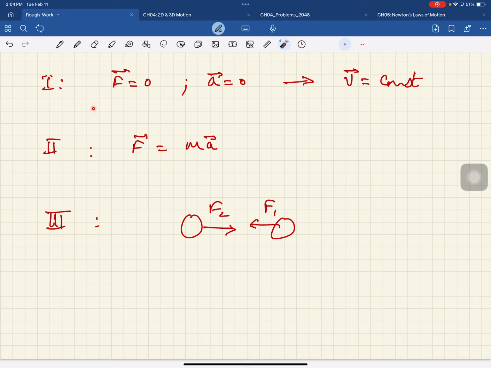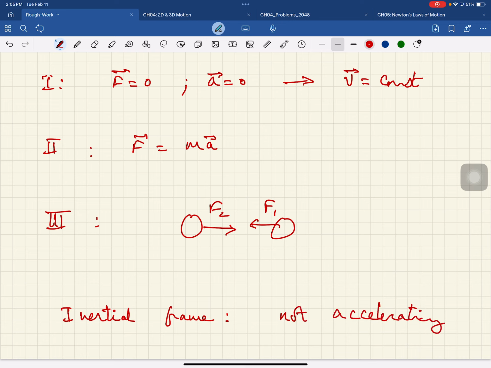Now, these Newton's laws hold in what is called an inertial frame of reference. An inertial frame of reference is a frame of reference that is not accelerating. So it still applies if it's just moving at a constant velocity? Very good, my friend. It should not be accelerating.